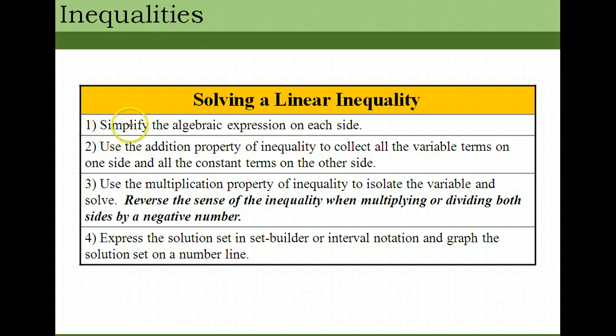The first thing we should do is simplify the algebraic expression on each side, if you need to follow order of operations or work out what parentheses are indicating. We can use the addition property to collect all the variable terms on one side and all the numbers on the other side, right? Move all the x's to one side, all the numbers to the other side, just like with equations. Use the multiplication property to isolate the variable, right?